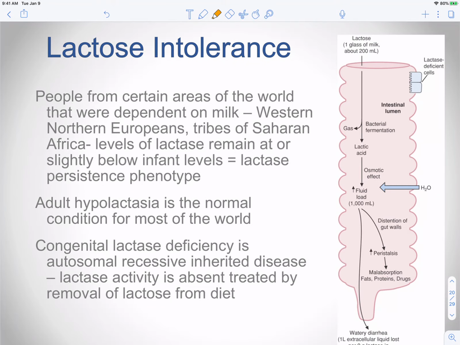People in certain areas of the world existed with dependency on milk, such as Western and Northern Europeans, as well as tribes in Saharan Africa, and the level of lactase remained at or slightly below infant levels, and this is lactase persistent phenotype. Adult hypolactasia is the normal condition for most of the world. Congenital lactase deficiency is also out there, and it's an autosomal recessive inherited disease in which lactase activity is absent. So these are infants that when you give them milk, they cannot take it, and so they could have congenital lactase deficiency.